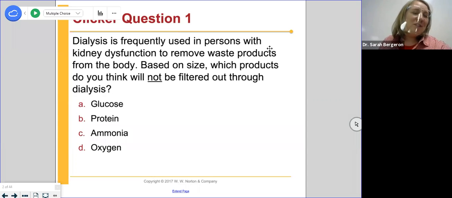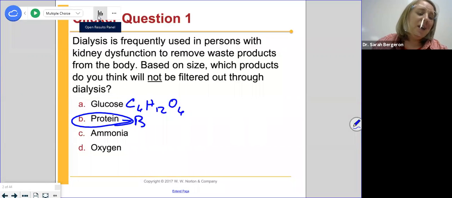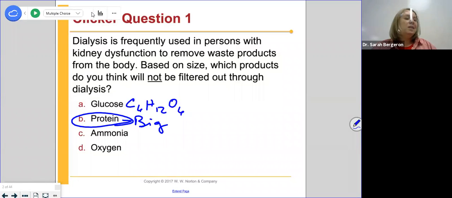All right, so glucose is a sugar. Anybody remember the formula? C6H12O6, right? Protein, what do we think of when we think of protein? All of our amino acids. Are we thinking something really small or really big? This is going to be something really big. It depends on the protein, but generally pretty big. Ammonia, what's our formula for ammonia?